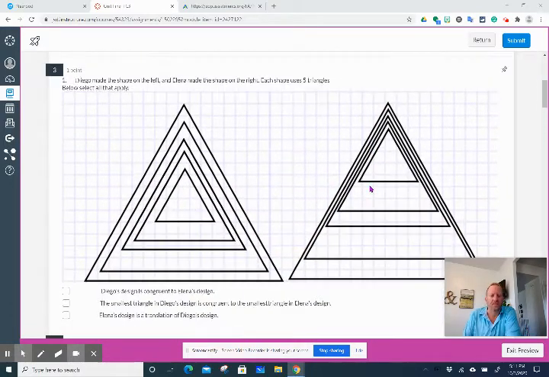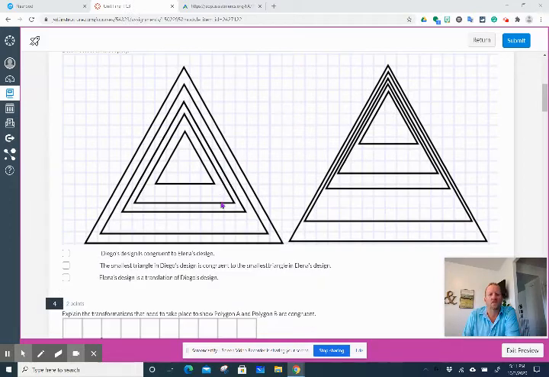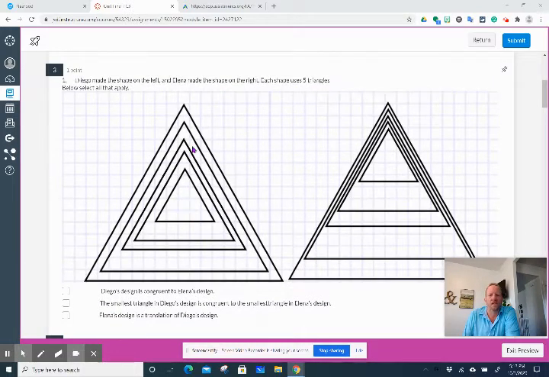Question 3 said, look, Diego made the shape on the left. Elena made the shape on the right. Each shape uses the five triangles below. Select all that apply. Well, if Diego made this one and Elena made this one, are they different? Or are they exactly the same? Well, if they're not the same, they can't be congruent. But, however, this triangle here is the same as this triangle here. Doesn't mean it's in the same position. It just means it's the same.